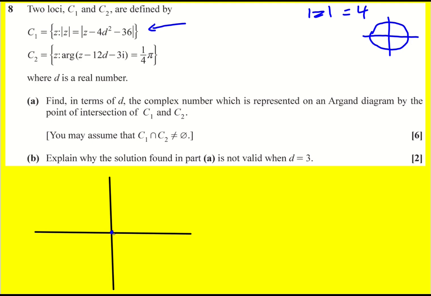So for modulus of z, the center is just the origin, 0. And then for modulus of z minus (4d squared plus 36), the center would be at 4d squared plus 36. Like a transformation, I'm replacing x by x minus (4d squared plus 36). So actually a translation from 0 by 4d squared plus 36 in the x direction, or in the real direction.